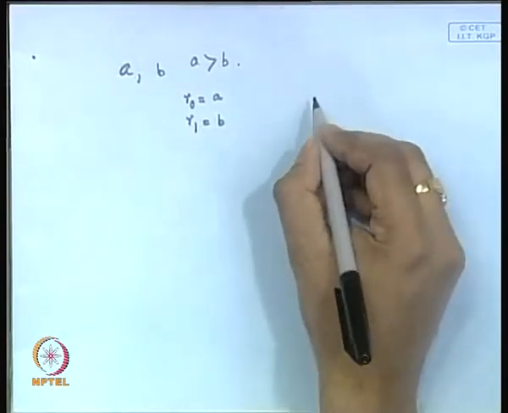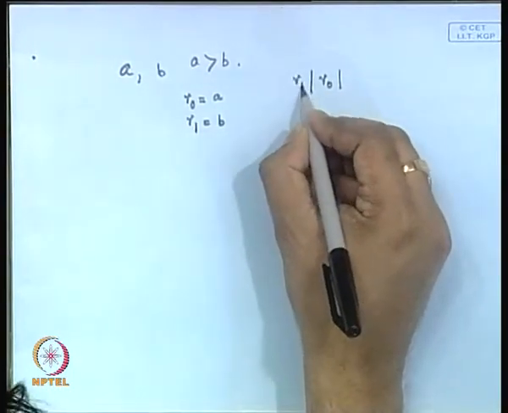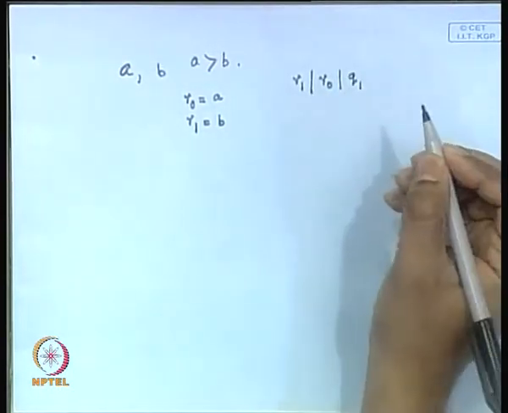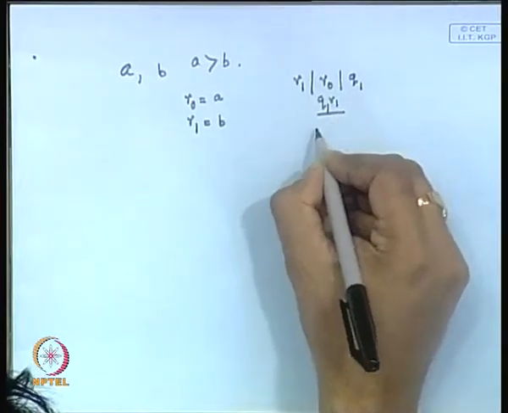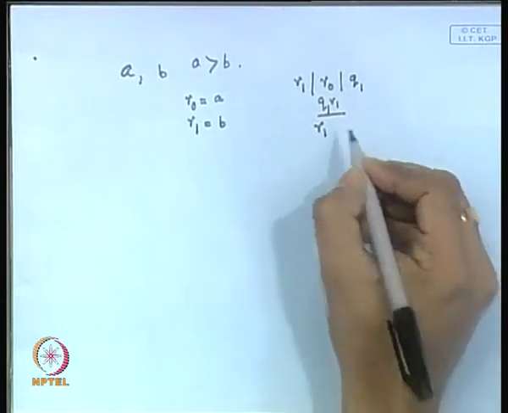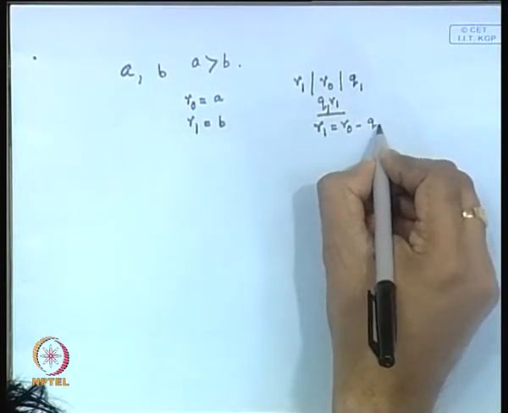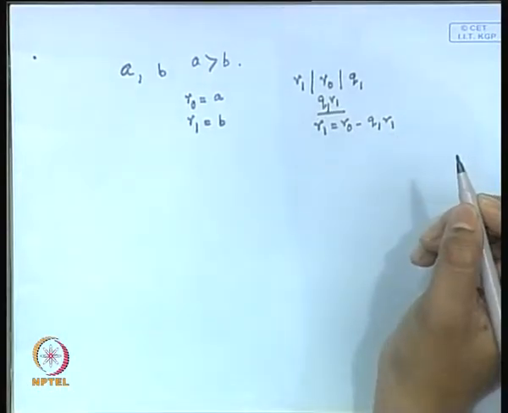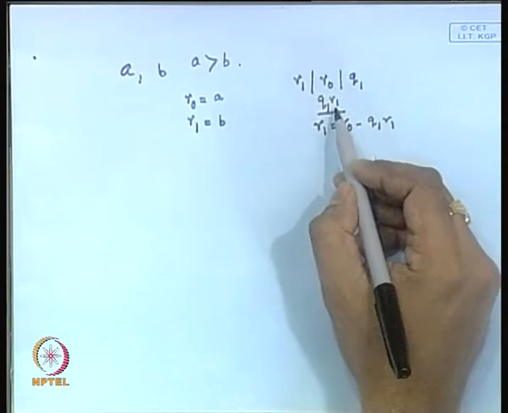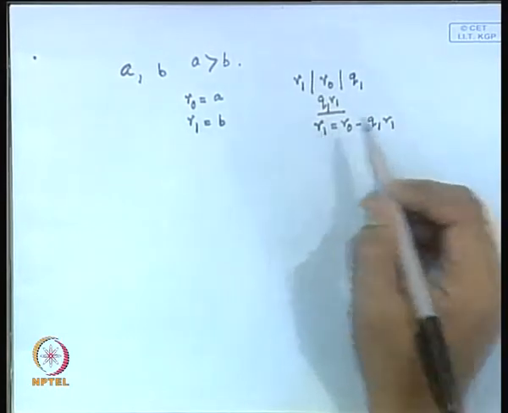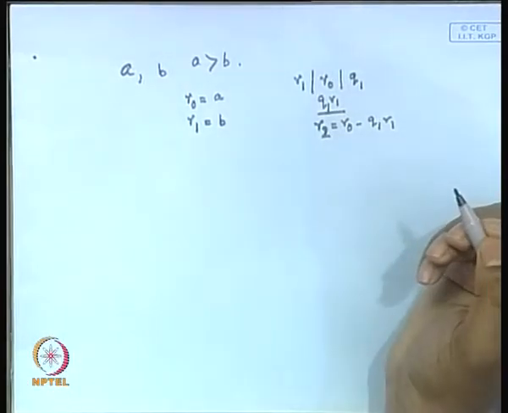Then you start dividing r0 by r1, and you obtain a quotient called q1, so you get q1 times r1. The remainder, which I denote by r2, is r2 equal to r0 minus q1 r1. So you get r0 here, subtract q1 r1, and obtain r2.